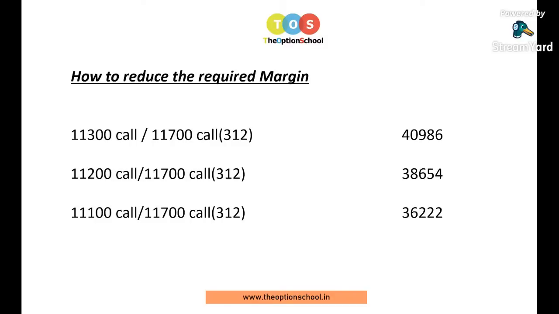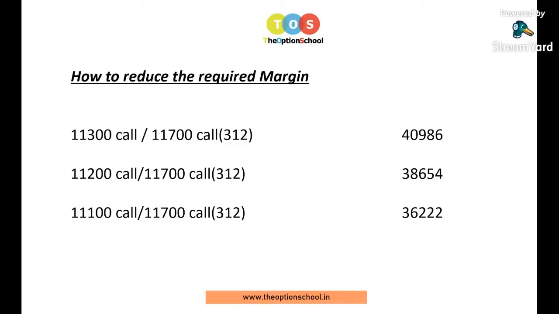Once you have purchased a call, the system understands what the maximum loss is. Now let us say you have sold the 11,300 call and purchased the 11,700 call. What is the maximum possible loss? Maximum possible loss is 400 points minus whatever premium you have collected. For 11,300, let us say you have collected 100 rupees premium, so your maximum loss is 300 rupees. 300 rupees into 75 is hardly 22,000 rupees. So your maximum possible loss is 22,000 rupees, and the exchange is blocking 41,000 rupees, right? And as soon as you remove your 11,700 call, the margin block will again touch 1,13,000.